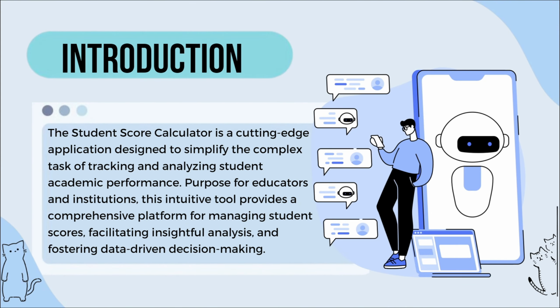Now, I would like to talk about the introduction of our project. The Student Score Calculator is a cutting-edge application designed to simplify the complex task of tracking and analyzing student academic performance. Purpose-built for educators and institutions, this intuitive tool provides a comprehensive platform for managing student scores, facilitating insightful analysis, and fostering data-driven decision-making.